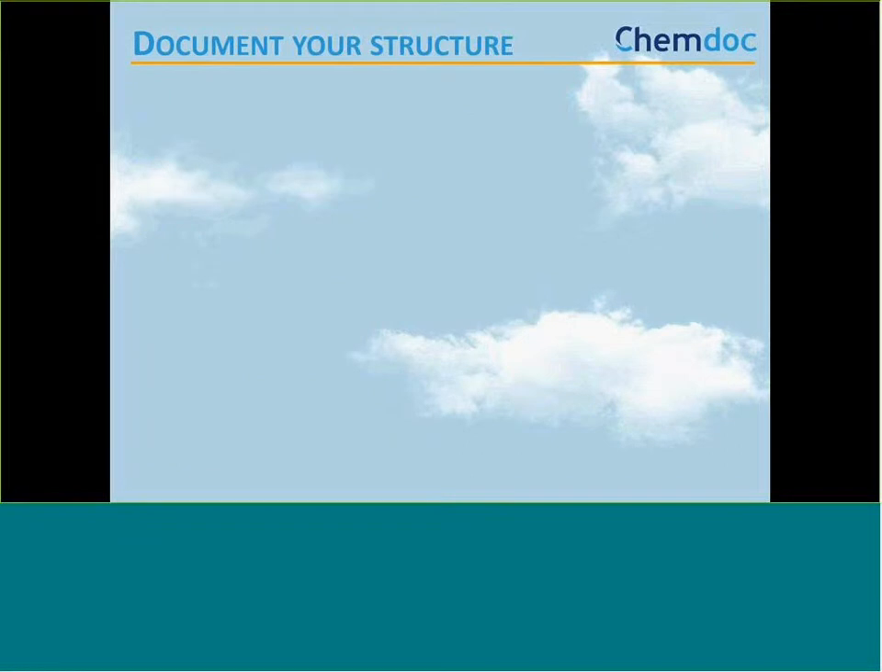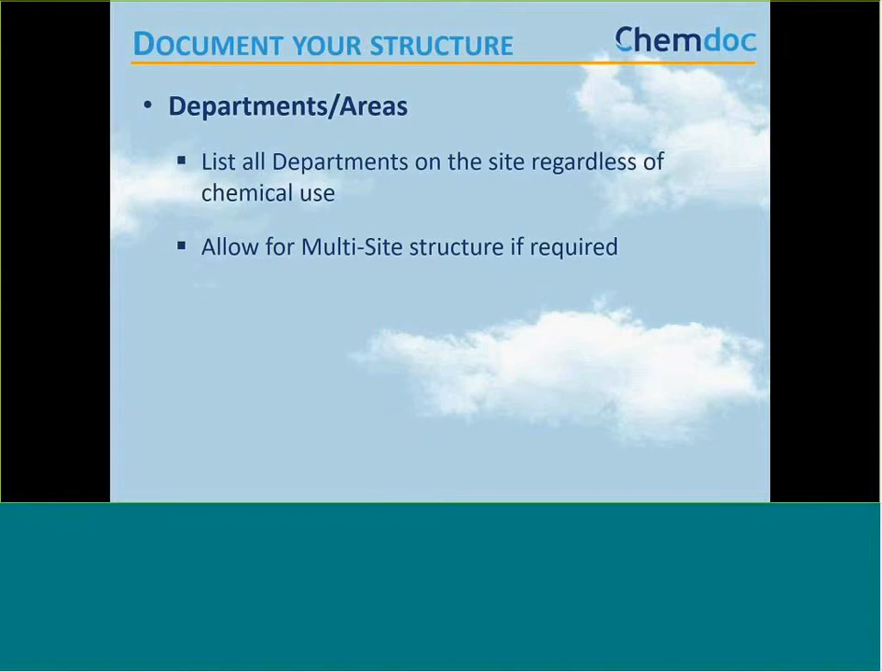So the very first step, when you go to develop a COSHH management system, the first thing you need to do is document what is your actual company structure. Simply, what are your different departments, and if you have multiple sites, what are your different sites by department?